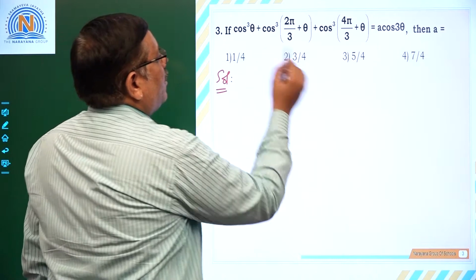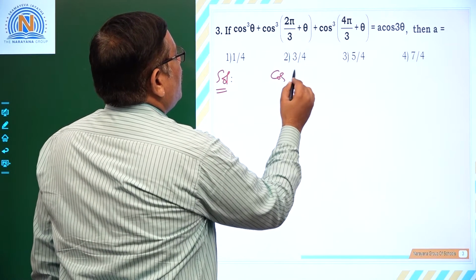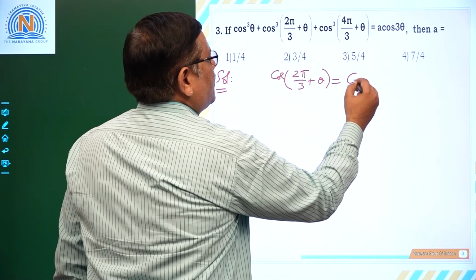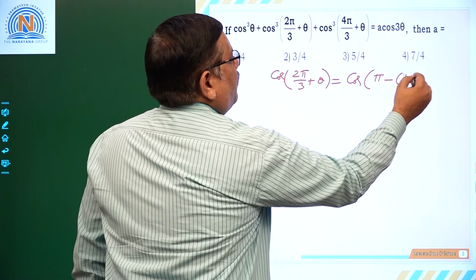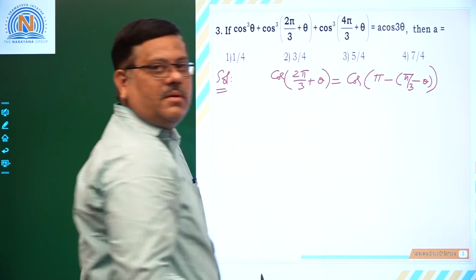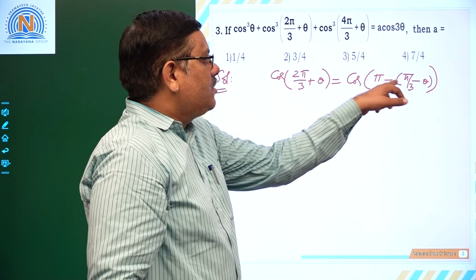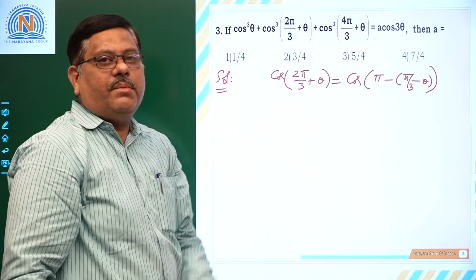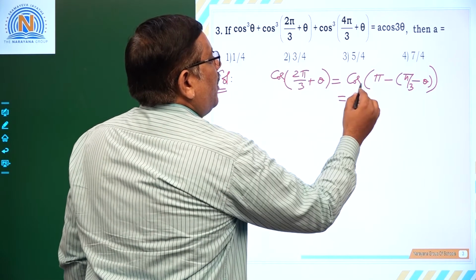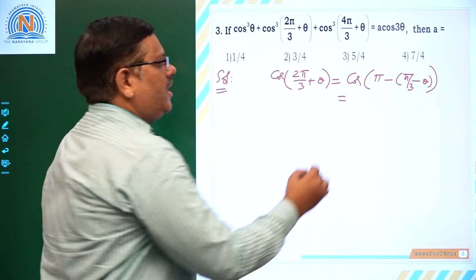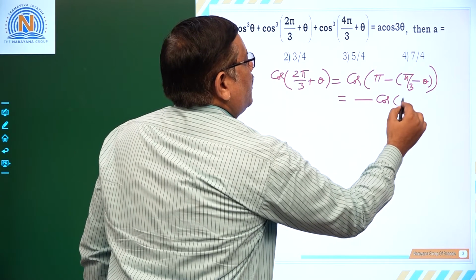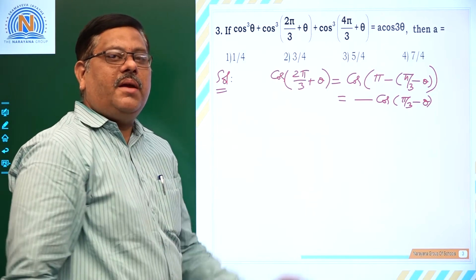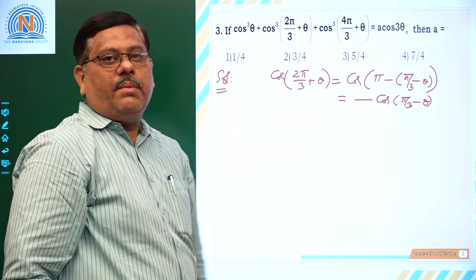First, before proving it, how can you write cos of 2 pi by 3 plus theta? This can be written as cos of pi minus of pi by 3 minus theta. I can write it like this, because pi minus pi by 3 is 2 pi by 3, and minus of minus theta is plus theta. The values are the same, only the form I am changing. So that is going to be cos of 180 minus something. What is the value of cos 180 minus theta? Minus cos theta. So that is minus cos of pi by 3 minus theta. That is the value of cos 2 pi by 3 plus theta.